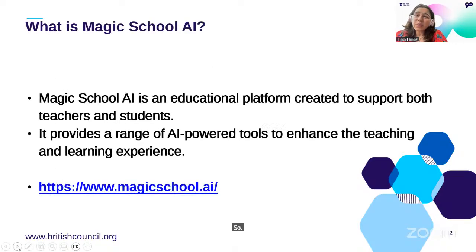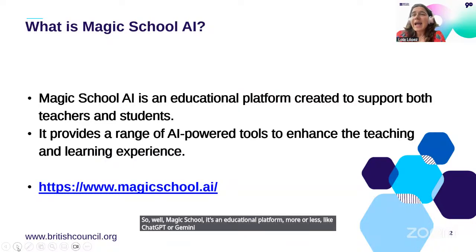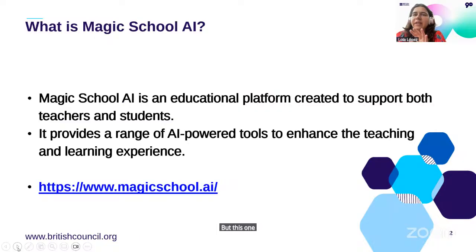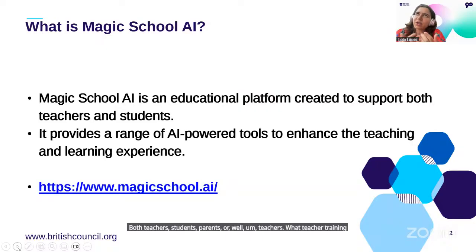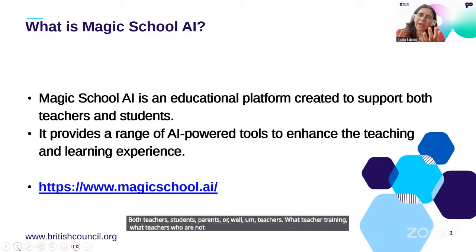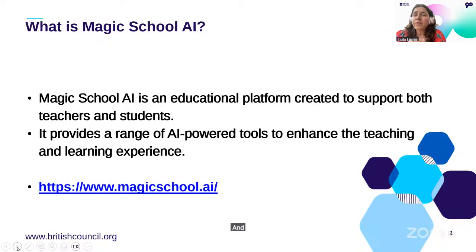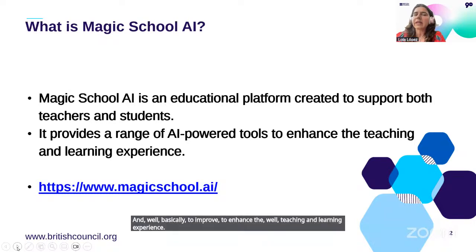Magic School is an educational platform, more or less like ChatGPT or Gemini or other apps. But this one in particular is created to support the educational community, both teachers, students, parents, or teacher training, teachers who are not working yet. It provides a wide range of AI-powered tools, which we're going to have a look at now, basically to enhance the teaching and learning experience, enriching it and making it more adaptable.